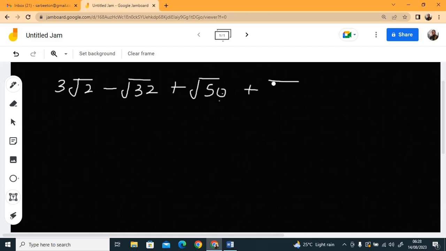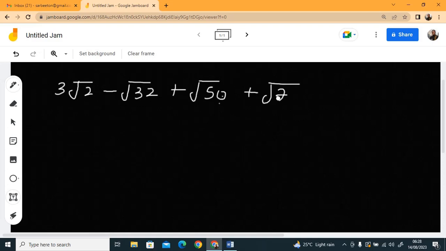so you have root 75. Hey, sorry for this.